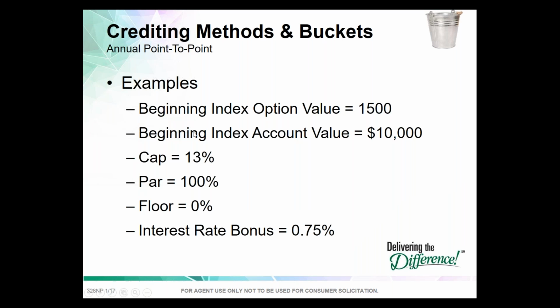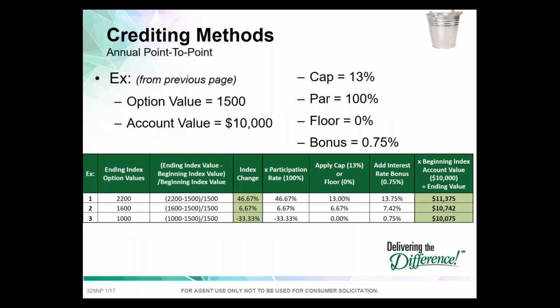So here's the example. An index goes up, starts at 1,500. We'll say I have $10,000 in the underlying account. The index starts at 1,500. Cap is 13. The par rate is 100. The floor is 0. The interest rate bonus is 0.75. So I'll go through a couple examples.